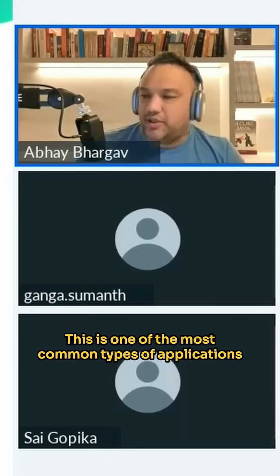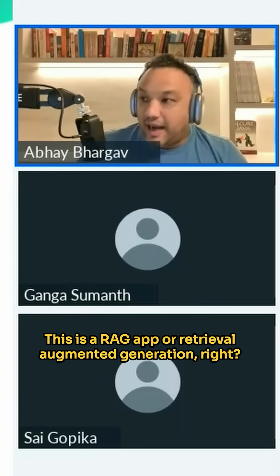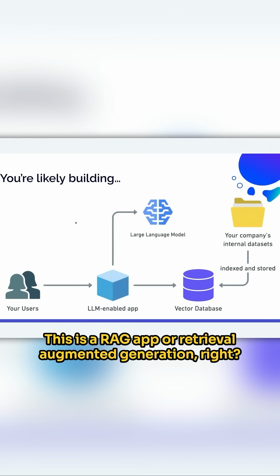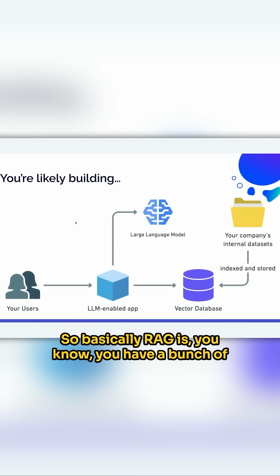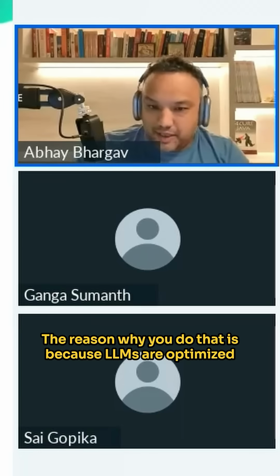This is one of the most common types of applications that you're building. This is a RAG app, or retrieval augmented generation, right? So basically RAG is, you have a bunch of your company's data sets. Now you index them and store them in a vector database. The reason why you do that is because LLMs are optimized to understand vectors, basically arrays of numbers.